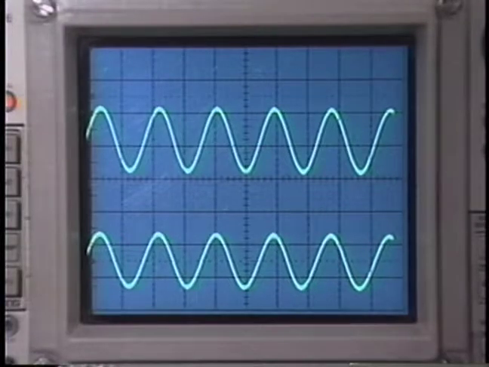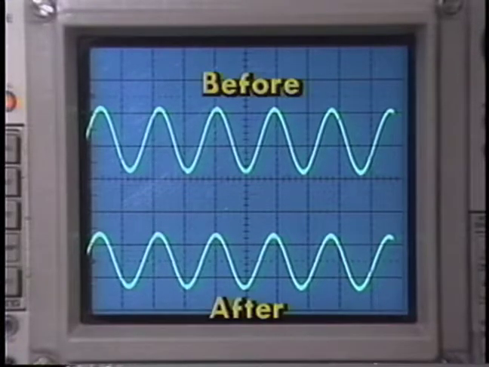Let's look at how the load coil affects the electrical signal. Here we see a waveform produced by the signal generator before and after going through load coils. Notice that the load coil limits the amount of signal passing through it. This is how impedance is matched on telephone lines.